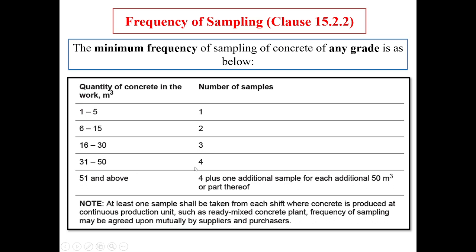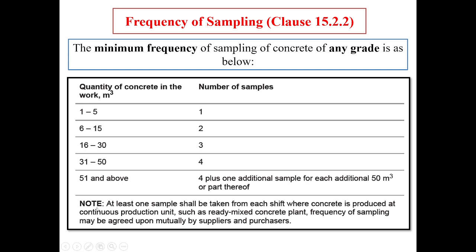For 31 to 50, it is 4 samples, that means 12 cubes. And 51 and above, it says 4 plus 1 additional sample for each additional 50 meter cube or part thereof. So let me tell, for example, if it is 100 meter cube of work, up to 31 to 50 meter cube of concreting on the site, we take 4 samples for testing. If it is 51 and above, that means if it is 100 meter cube, that means another 50. So you have to take one additional sample for each additional 50 meter cube or part thereof. That means it may not be exactly 50 meter cube, maybe less than 50. So part thereof, proportionate you have to take.